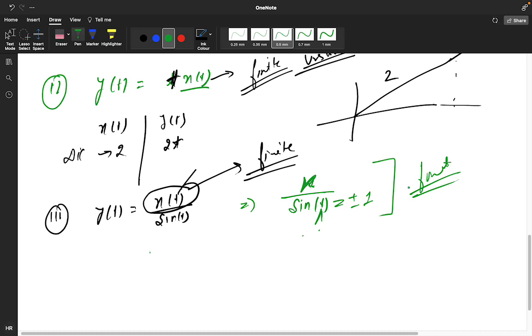This system will be stable or unstable? It will be unstable for one case. Which case? When you are getting 0 here. And when will it be 0? At t equal to pi. So you are getting an infinite value. If you are able to prove even at a single time that you will get an infinite value, then the system will become unstable.